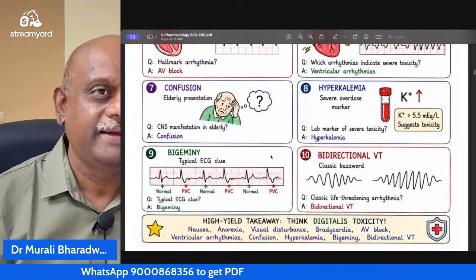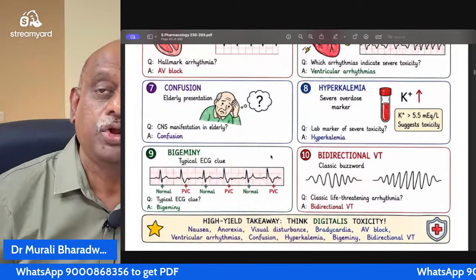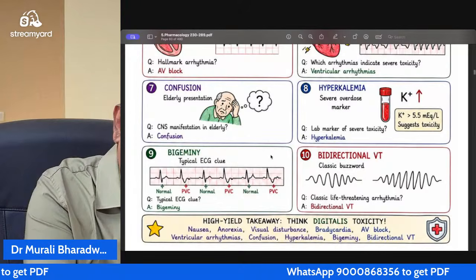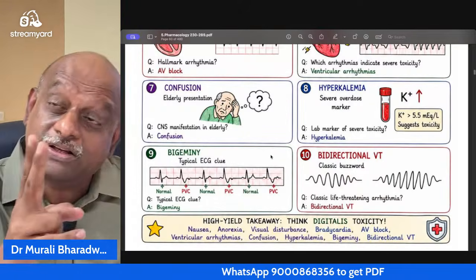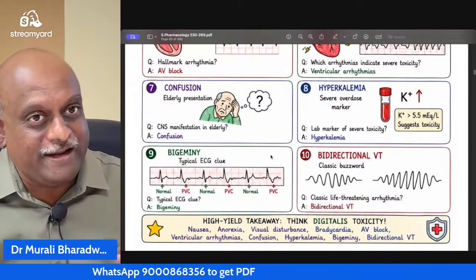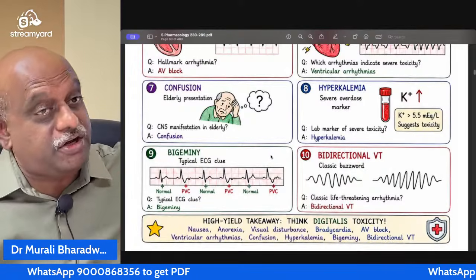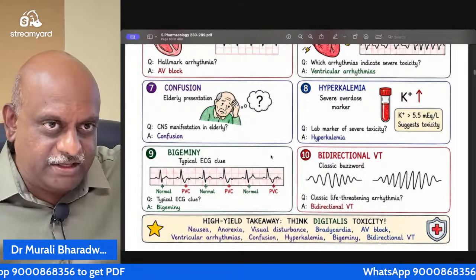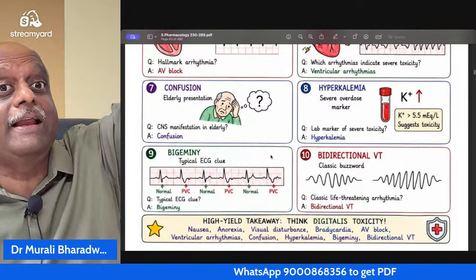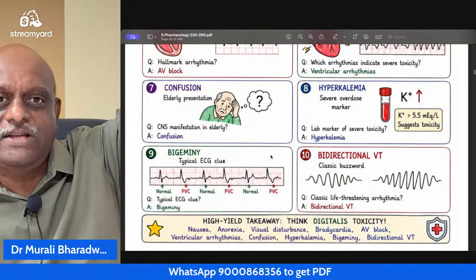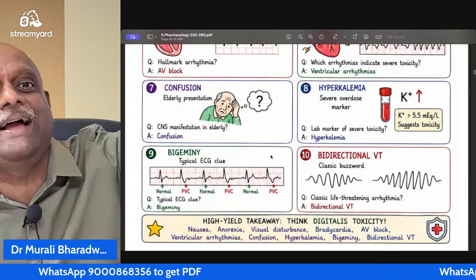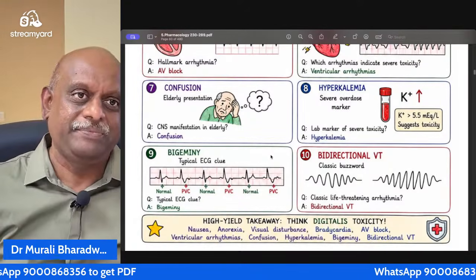Hyperkalemia. Remember, two important principles. Low potassium predisposes to digoxin toxicity. Digoxin toxicity leads to high potassium. Hypokalemia leads to digoxin toxicity. Digoxin toxicity होने के बाद, because it is a sodium potassium ATPase inhibitor, it leads to hyperkalemia. Hypokalemia से आएगा digoxin toxicity. Digoxin toxicity के वजह से hyperkalemia आएगा. That's what you need to remember.